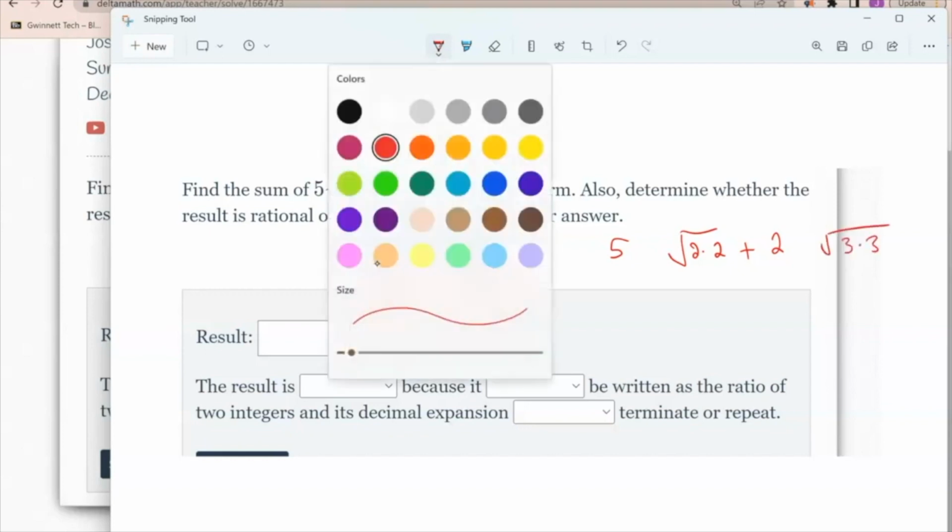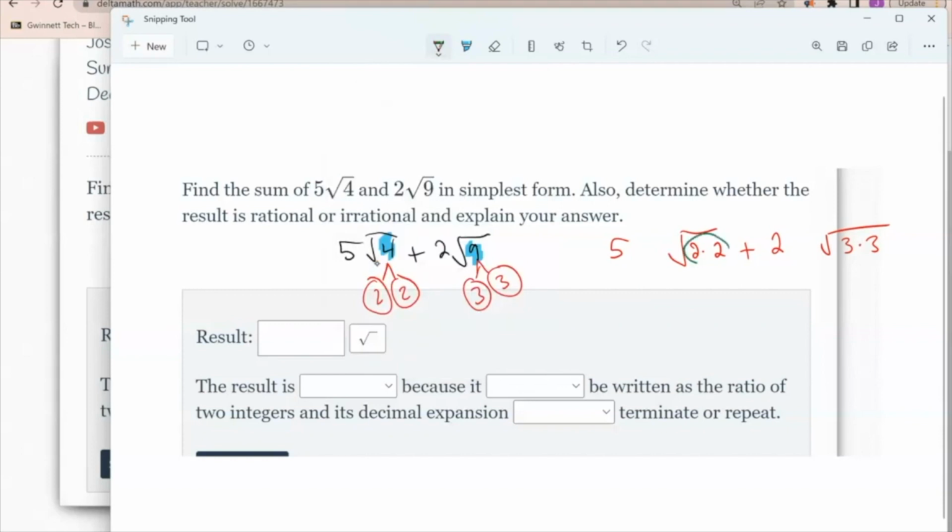And then what do you see? I see a book of 2s, so 1 book of 2. Here I see a book of 3, so 1 book of 3. So I'm going to have 5 times 2, which is 10, nothing with the radical, plus 2 times 3 is 6, nothing with the radical. So you can just ignore the radicals because they're actually not the same. So you have 10 plus 6, which is 16. So this is 16.